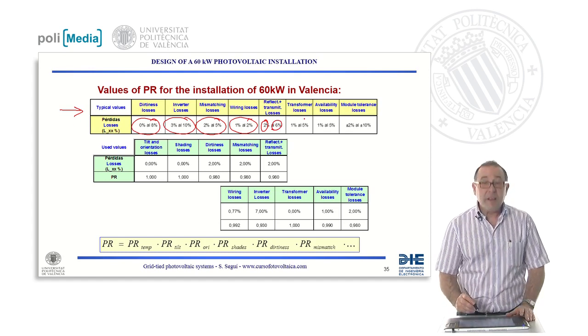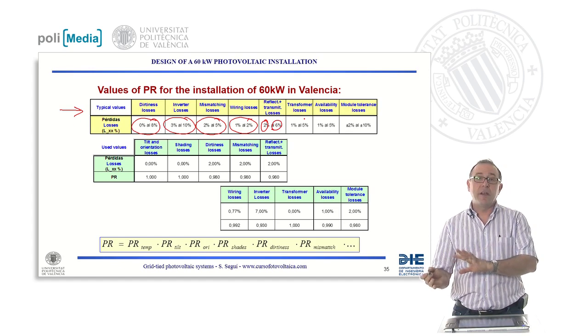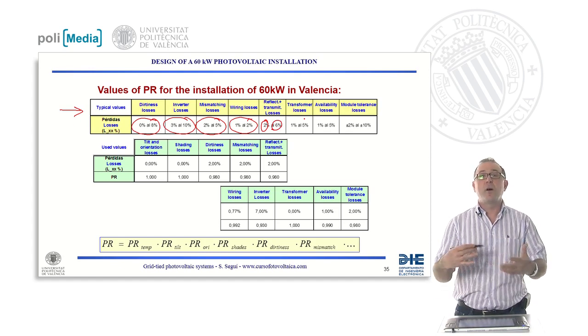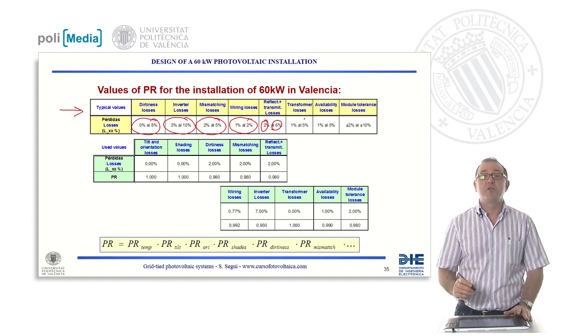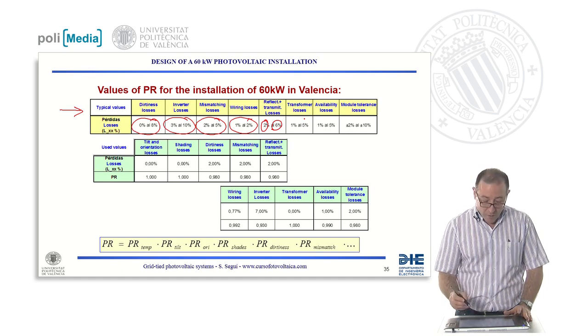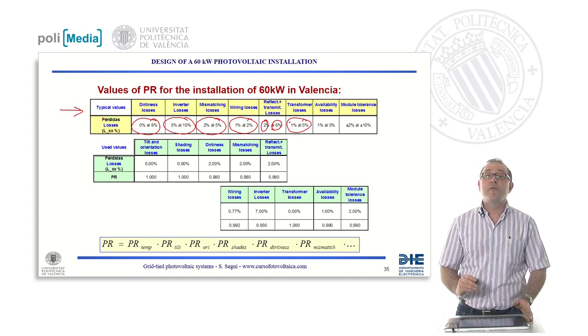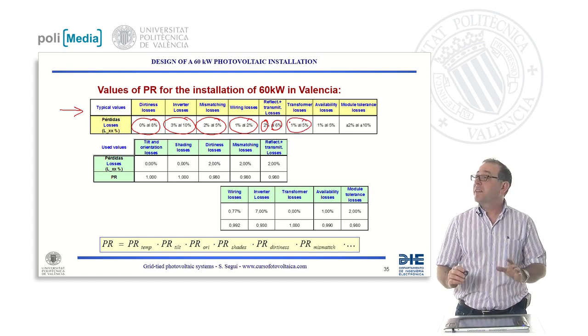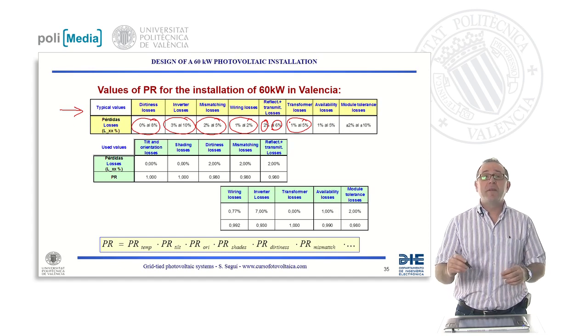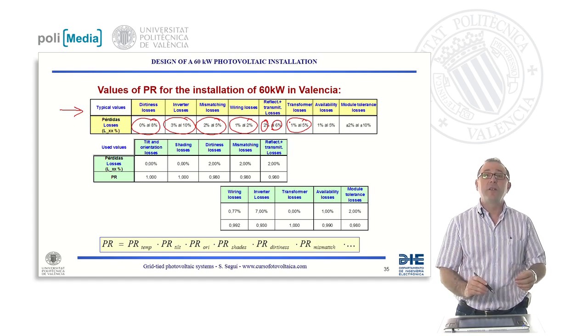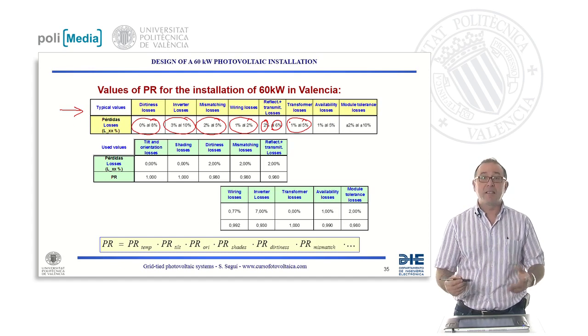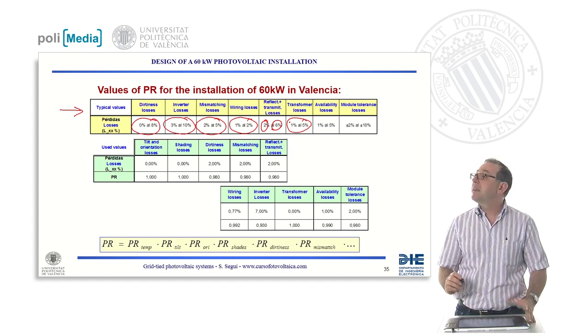The transformer: if we are using, outside of the inverter, a transformer in order to adjust the voltage levels to the power grid, to the power network, we have to include its losses, which can vary between 1 to 5%. But if the transformer is included in the same inverter, the losses in the transformer are included in the losses of the inverter, as is going to happen in our case.